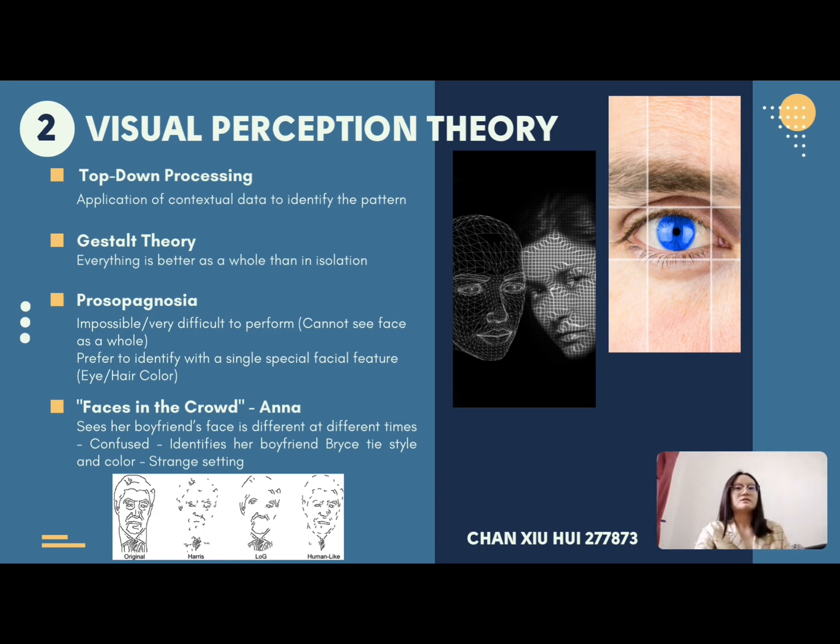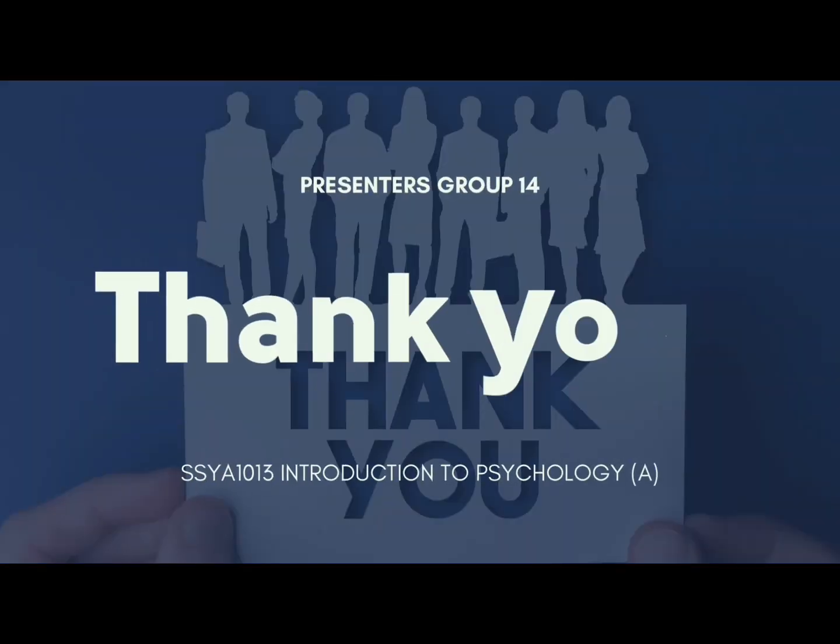Related to prosopagnosia, the problem is that it is impossible or very difficult for persons with prosopagnosia to perform top-down processing. They prefer to identify a person with a single special facial feature, such as eye color and hair color, compared with people without prosopagnosia, who can see the face as a whole and recognize it. In the movie Faces in the Crowd, Anna, who has prosopagnosia, sees her boyfriend's face as different at different times, causing her to be confused. So she identifies her boyfriend, Bryce, by his tie style and color when she goes to find him in the train setting. So that's all from Group 14.